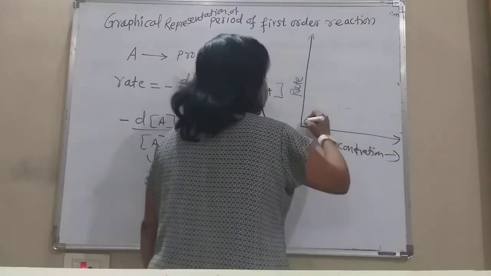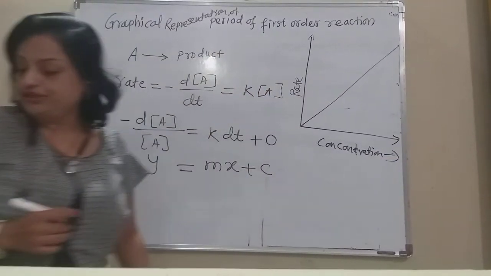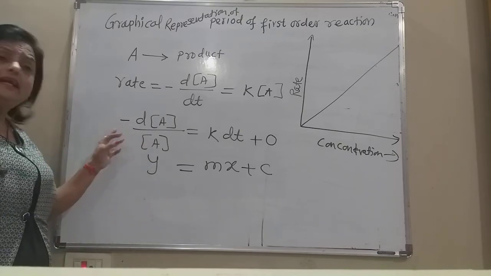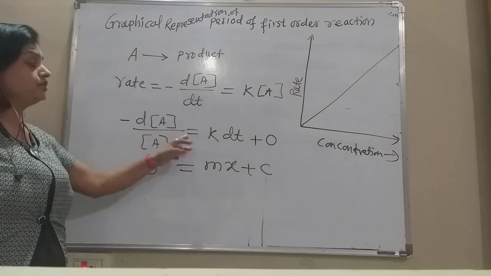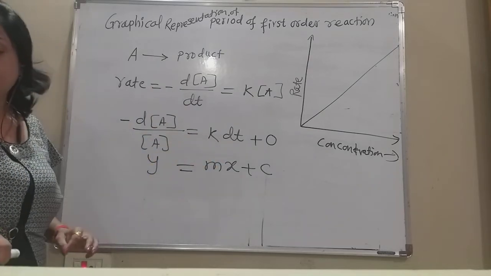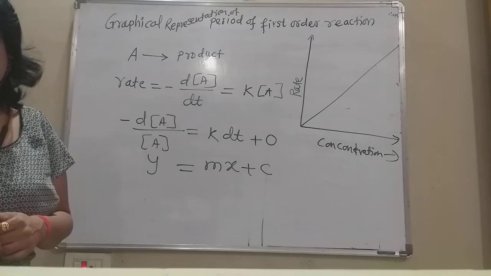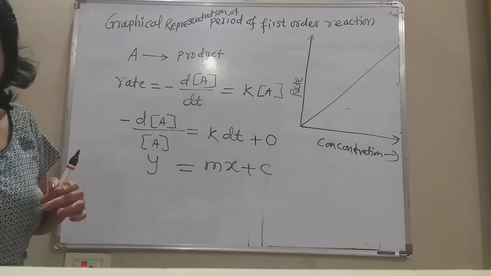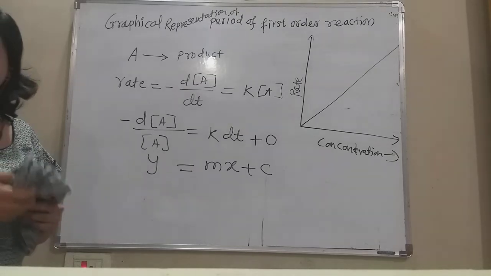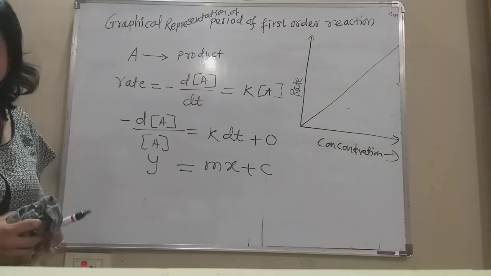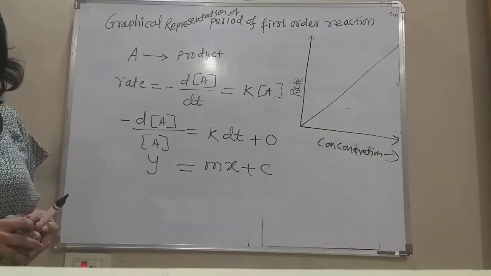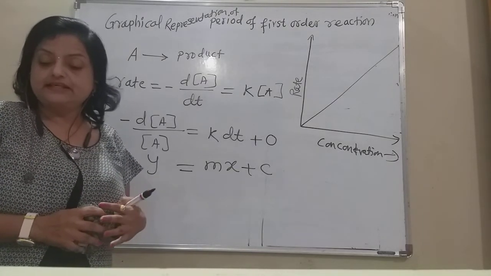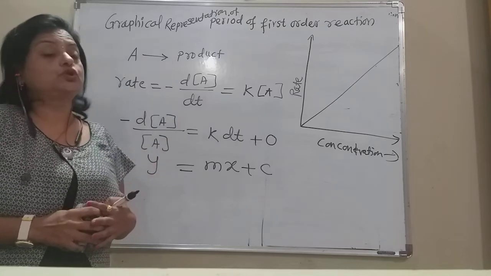Then the graph is a straight line passing through the origin. This proves that this is the straight line equation, minus dA upon A is equal to K into dt. And again there is some graphical representation by rearranging this equation. If we plot the graph of log of A0 upon At versus time, it is also a straight line, but there is an intercept for that. And if we plot the graph of A0 upon At versus the rate constant, then it is also a straight line graph.